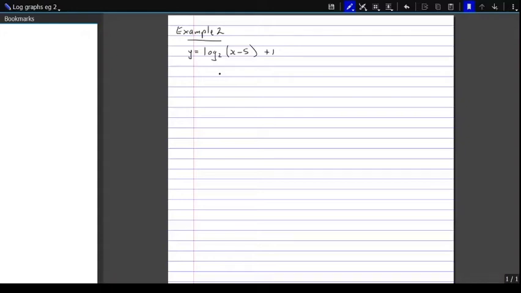Hey there people, we're now going to look at example 2, which we're going to be sketching y equals log base 2 of (x minus 5) plus 1. We'll start by looking at the basic graph of log base 2 of x. With that one, we have a vertical asymptote at x equals 0, and a couple of points: the x-intercept at (1, 0), and another point which we can easily mark at (2, 1).